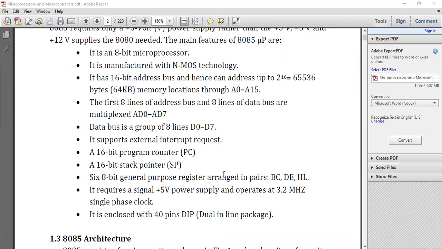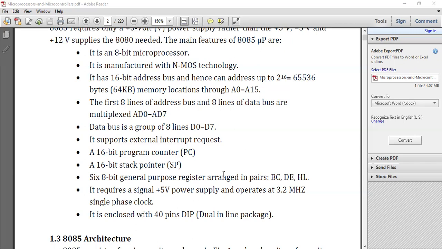If another microprocessor has a 20-bit address bus, then the memory locations will be 2 power 20. So for the 8085 microprocessor, the memory locations depend on the address bus. 2 power 16 is nothing but 65536 bytes, that is 64 KB of memory locations in the 8085. Next, it has 8 data lines or data bus.